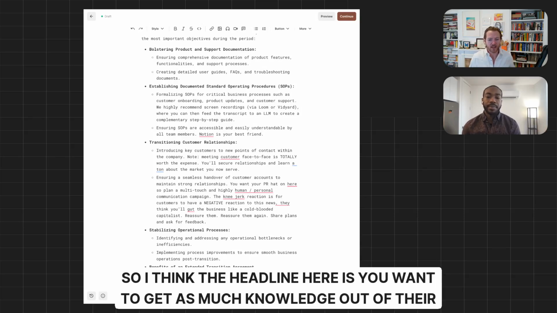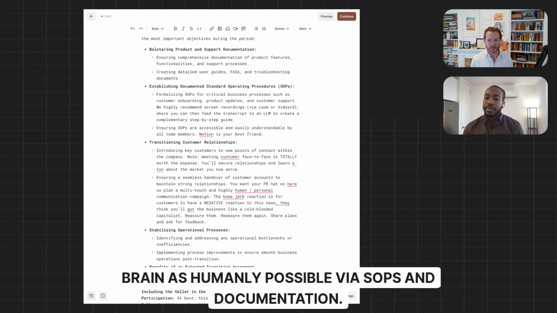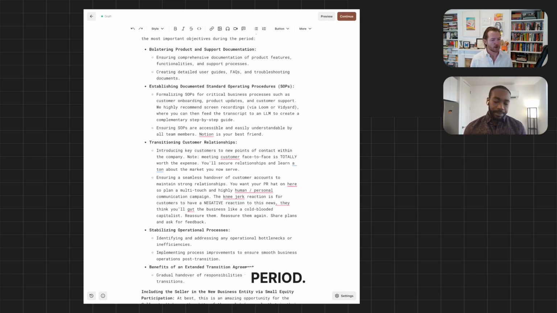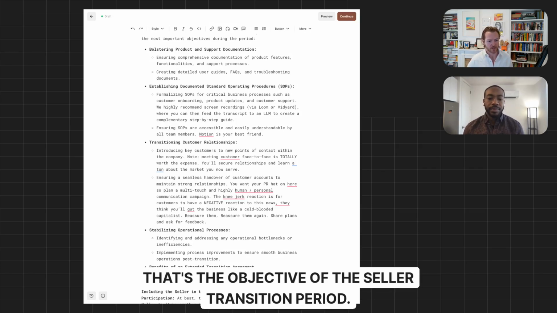Yeah, and I think the headline here is you want to get as much knowledge out of their brain as humanly possible via SOPs and documentation. Right. Period. That's it. That's the objective of the seller transition period.